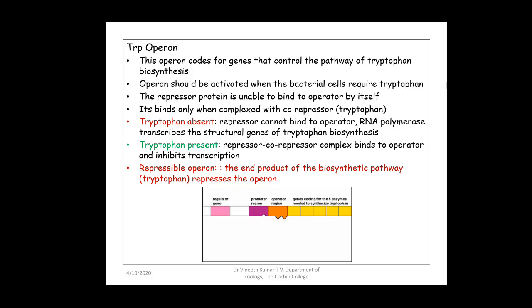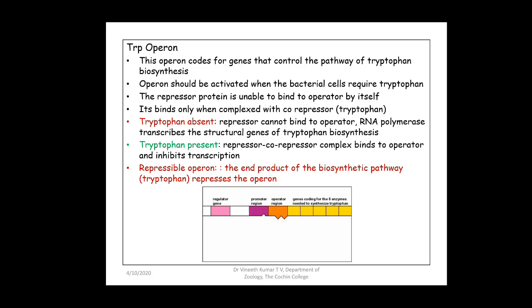You can see the diagrammatic sketch of the tryptophan operon. You can see the regulatory gene, followed by the promoter, then the operator gene and the 5 enzymes. You need not study the names of the 5 enzymes. There are 5 enzymes which are responsible for the synthesis of tryptophan.